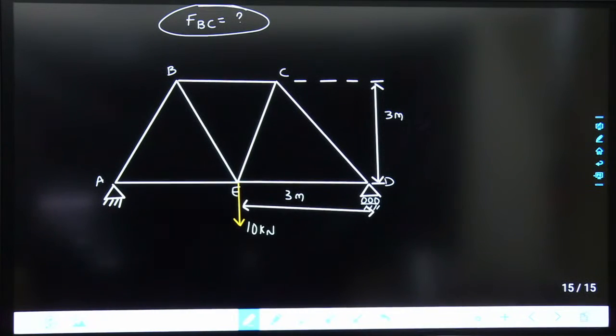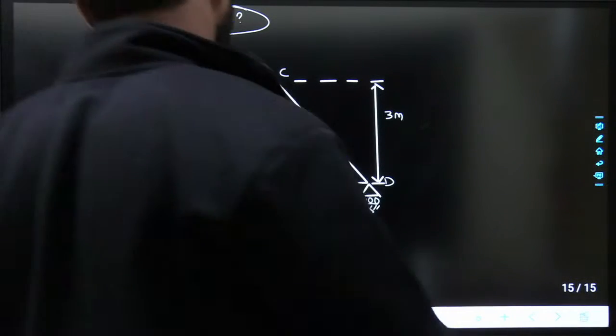Five kilonewtons, sir. Anonymous has given 5 kilonewtons. What about the other guys? Are you there? If you are there, give me the answer. Fine. I'll solve this question for you.